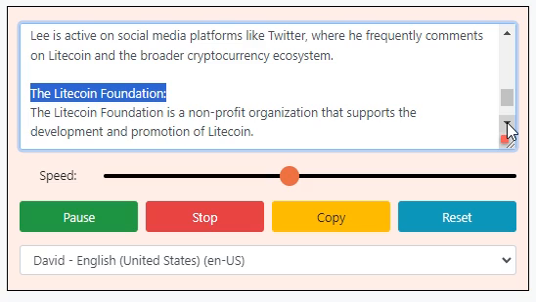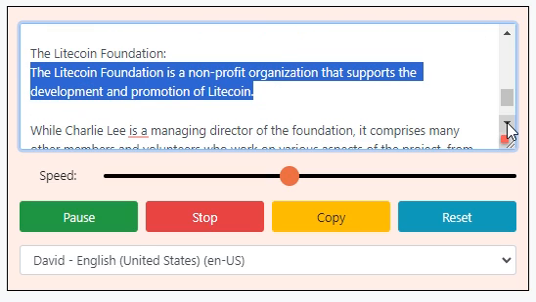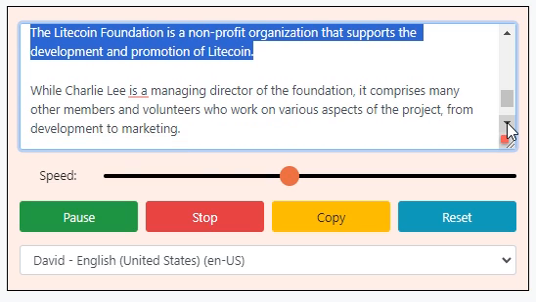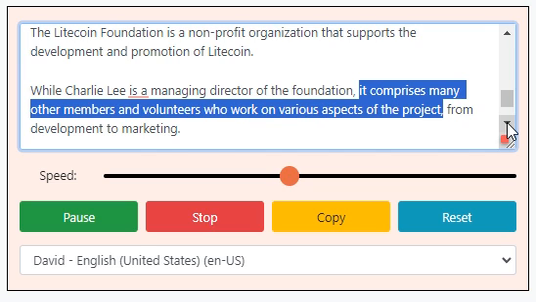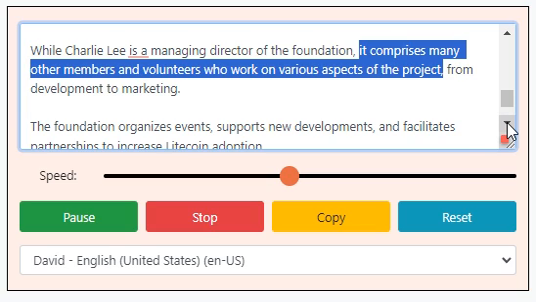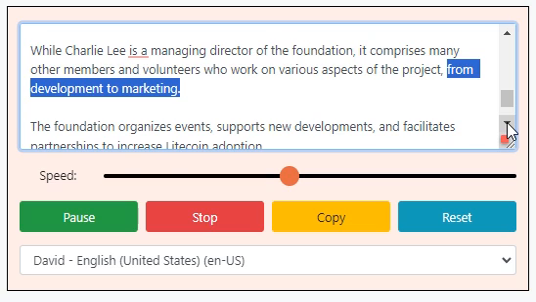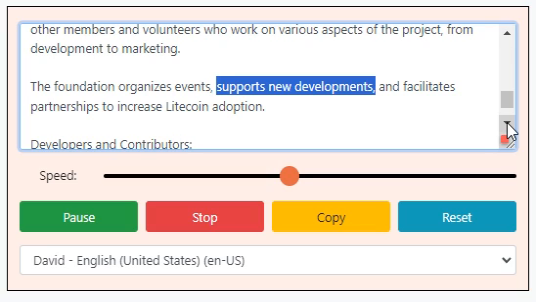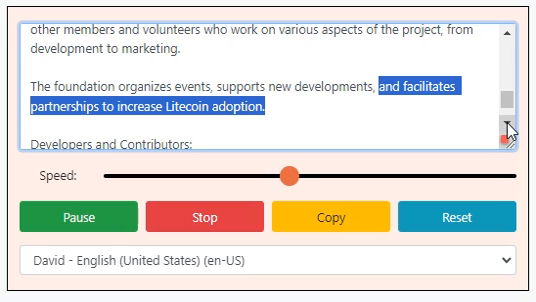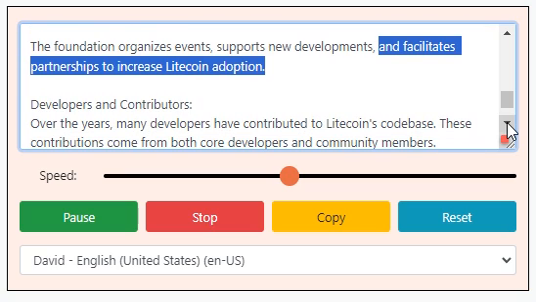The Litecoin Foundation. The Litecoin Foundation is a non-profit organization that supports the development and promotion of Litecoin. While Charlie Lee is a managing director of the foundation, it comprises many other members and volunteers who work on various aspects of the project, from development to marketing. The foundation organizes events, supports new developments, and facilitates partnerships to increase Litecoin adoption.